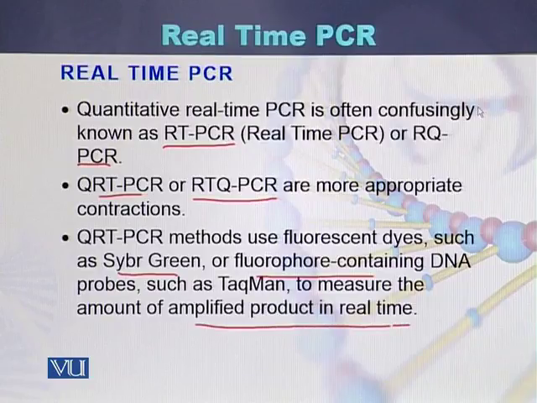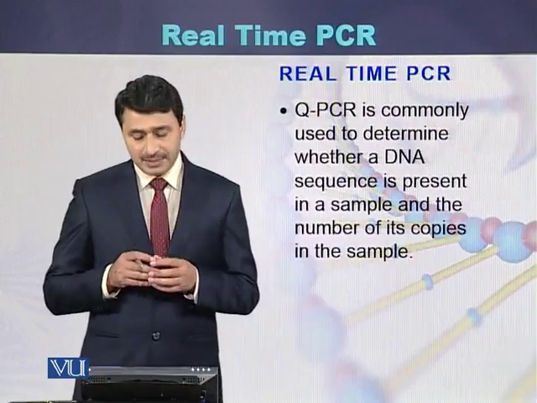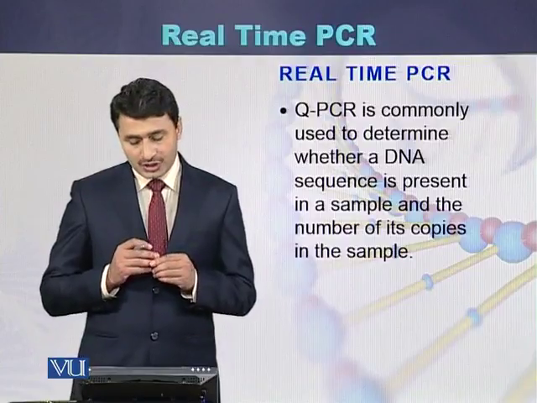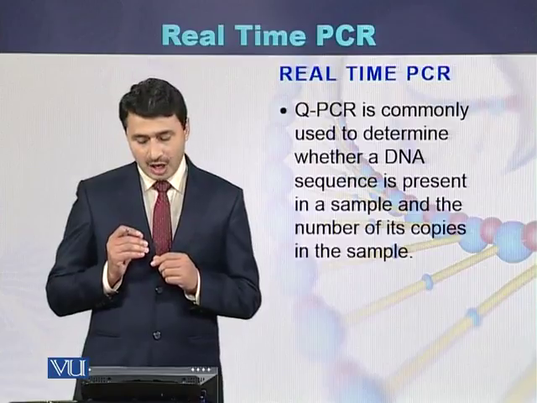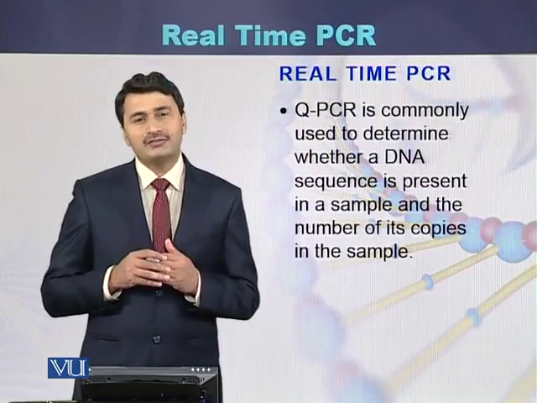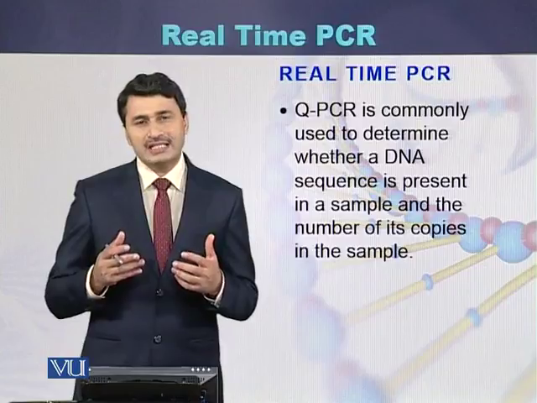So in case of real-time PCR or QRT-PCR, usually fluorescent dyes are used. The common fluorescent dyes are either SYBR Green or, in some cases, fluorophore-containing DNA probes. Real-time PCR is commonly used to determine whether a DNA sequence is present in a sample, or how many copies of the DNA or RNA are present in the sample.